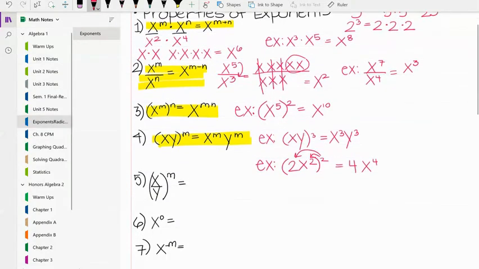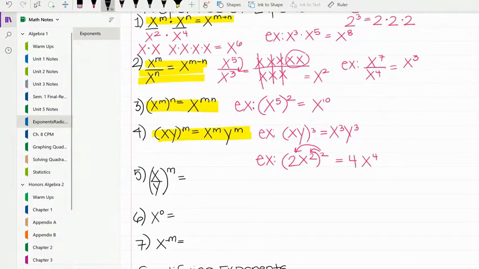All right, looking at our fifth property. So if I am dividing and I have an exponent on the outside like that, it's kind of the same as the last. We just need to distribute that exponent to both parts. And the reason we have to do that is because of those parentheses, okay? So let's go ahead and look at an example of this one, or a few examples.